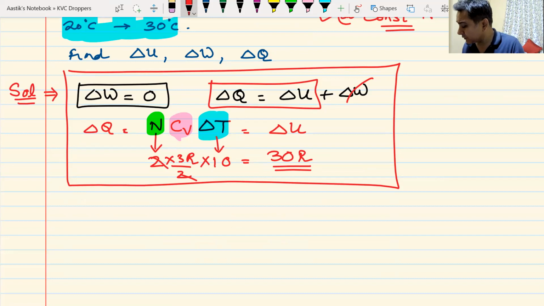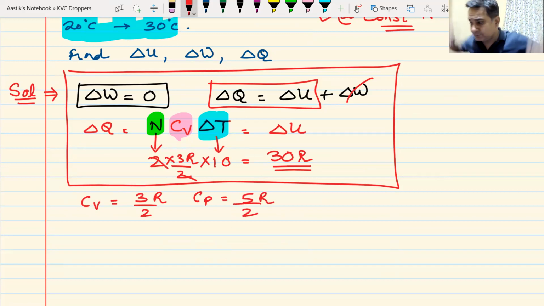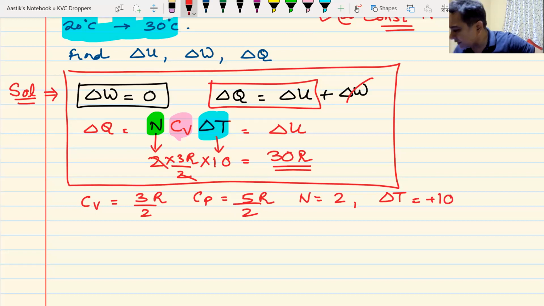The first thing, let me write the value of CV. This is a monatomic gas. So CV is 3 by 2R. And CP is 5 by 2R. Do we understand this? Yes or no? Yes. Number of moles n is, I think, given as 2. And change in temperature is given as plus 10. So I've written all the information so that I don't need to look up.